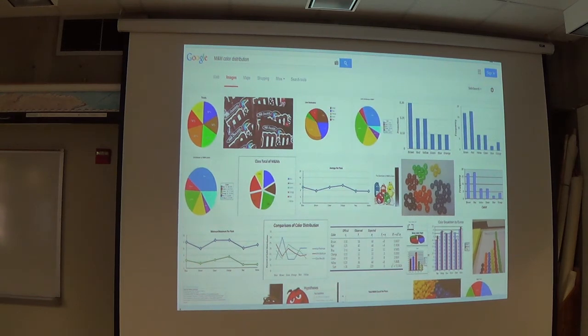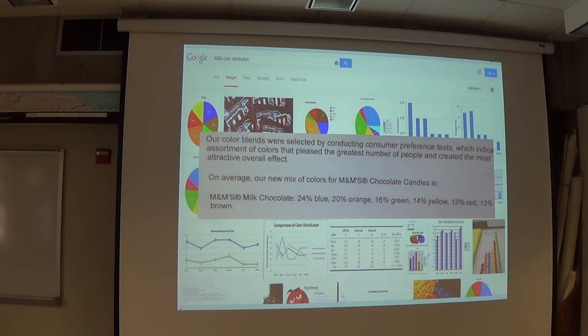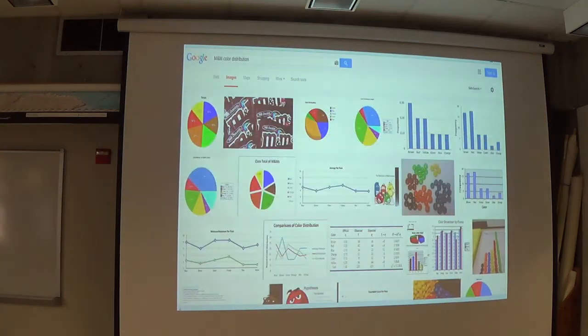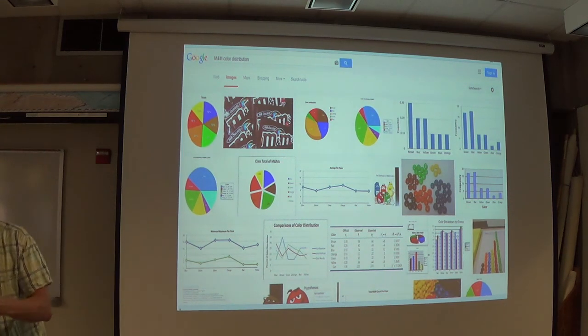Mars tells me, I got it in the spreadsheet, or in the notebook. They tell me that each of the colors has a percentage.